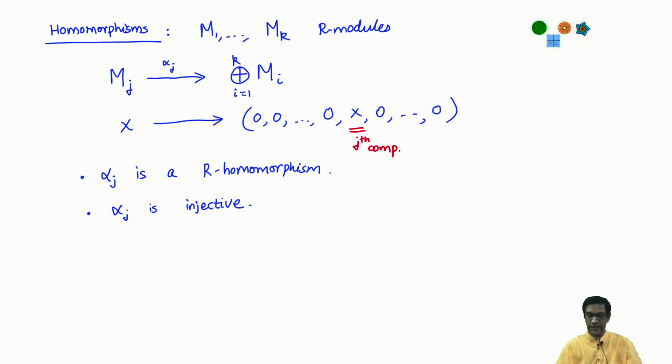So it's clearly an injective map, and if you look at the image of alpha_j, what's the image? One way of saying it is you just take all tuples which can be written like this: 0 cross 0 in all the components, and in the jth component alone, I take the whole module Mj.